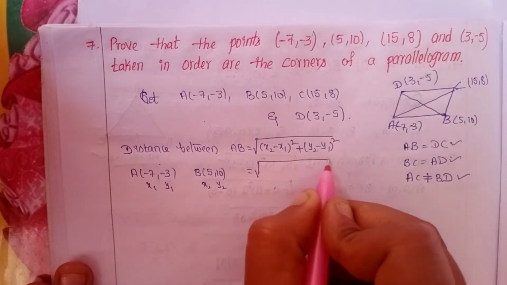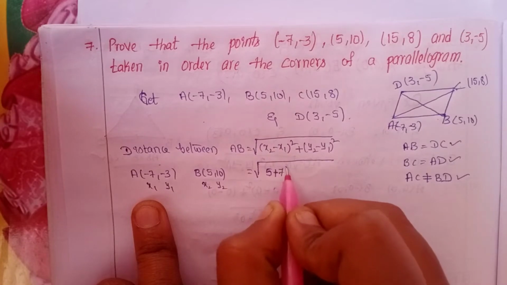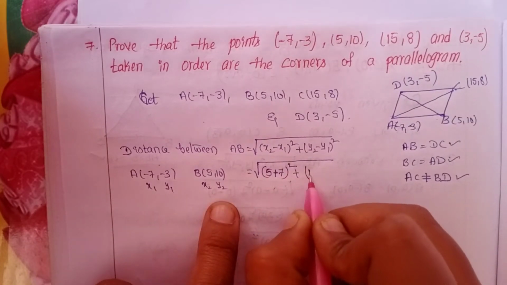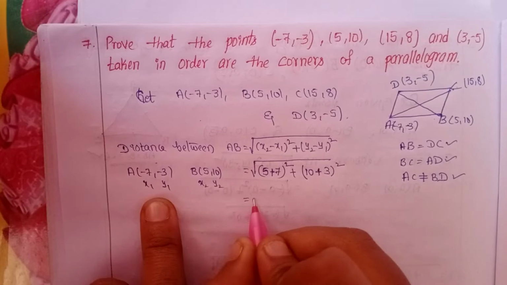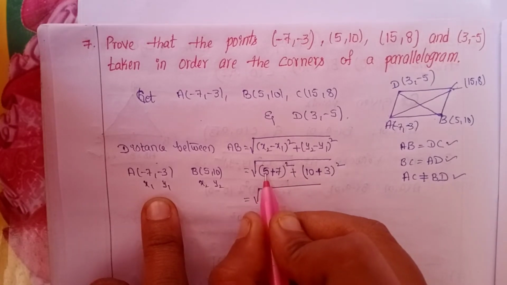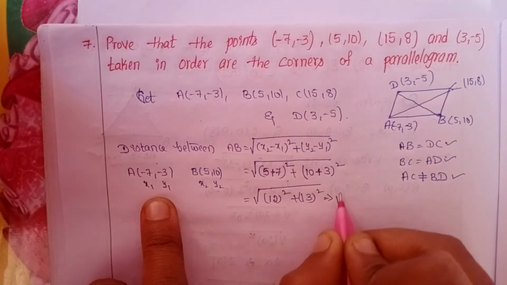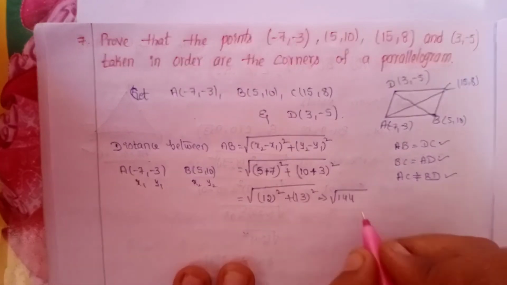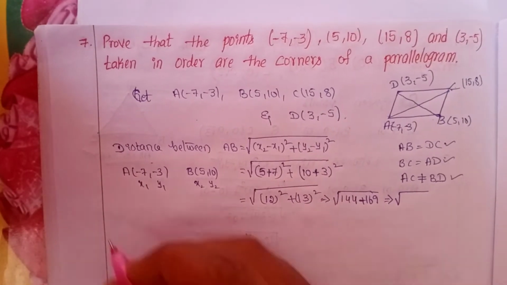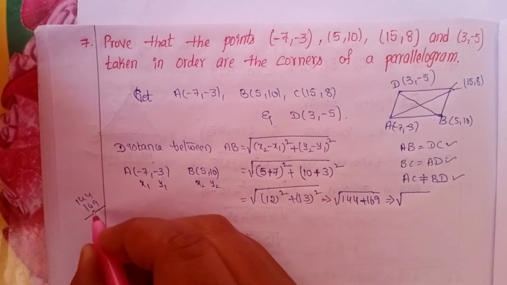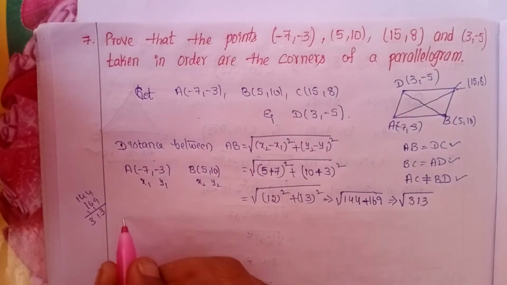With x1, y1, x2, y2, the square root of x2 means 5 minus x1 means -7, minus into minus plus, 7², plus y2 10 minus y1 means -3, minus into minus plus, 3². That is the square root of 12² plus 13². 12² means 144 plus 13² means 169. That implies the square root of 313.